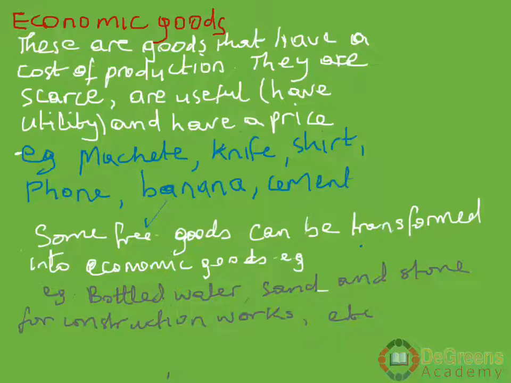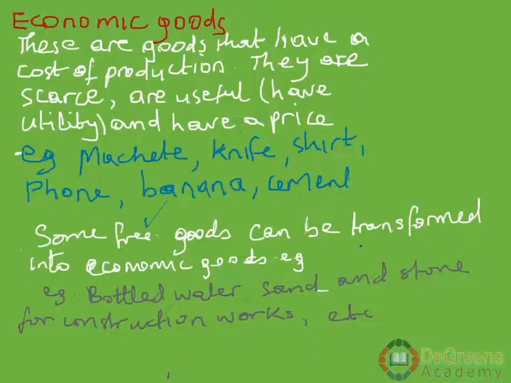These are goods that have a cost of production. They are scarce and they have utility. So they also have a price. Because of the cost of production, they have a price. We gave some examples here: machete, knife, shirt, phone, banana, cement. These are goods. We all know a machete has a cost of production. They use wood for the handle and they use metal for the blade. The knife, the same. The shirt, they use cloth. And the phone has a price.